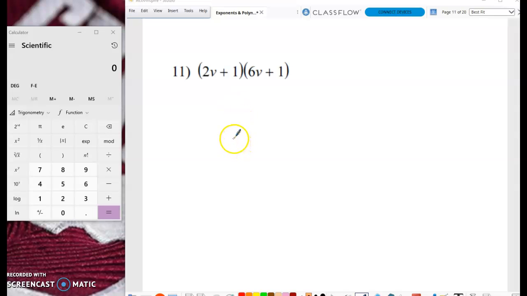Hi guys, welcome to part 2 of the Exponents and Polynomials test review. This is for problems 11 through 20, so if you need to see problems 1 through 10, please refer to part 1 of this video.